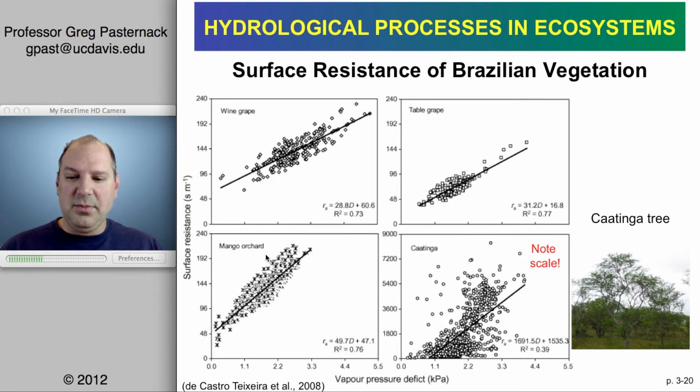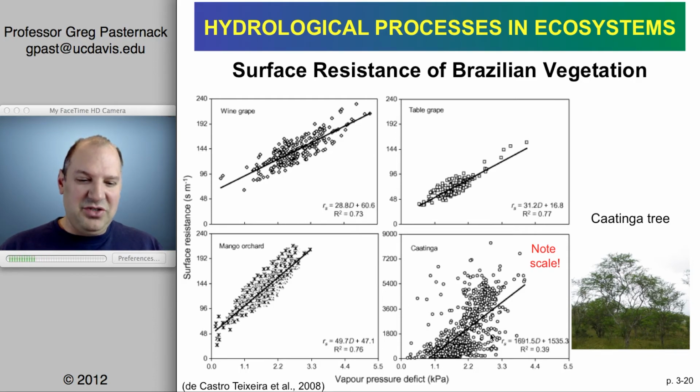And you can see there are some pretty tight relationships taking place until you get to the Caatinga tree. The Caatinga tree is shown here. You can see in this particular form, it's actually quite resistant. Look at the surface resistance, up to 7,000, 9,000.